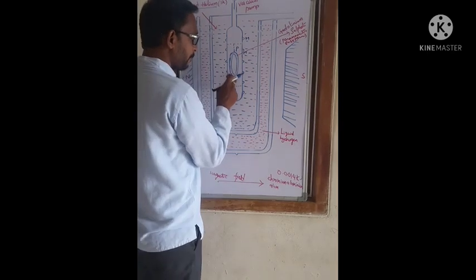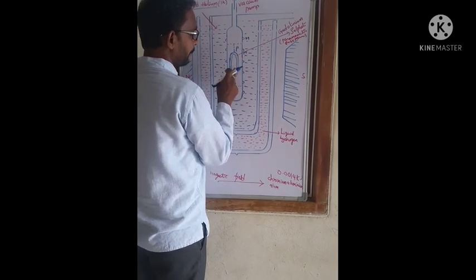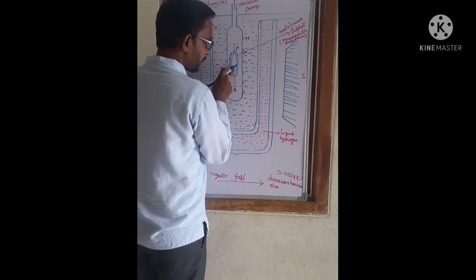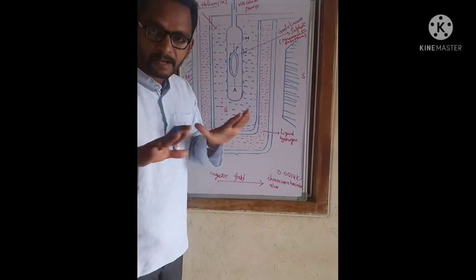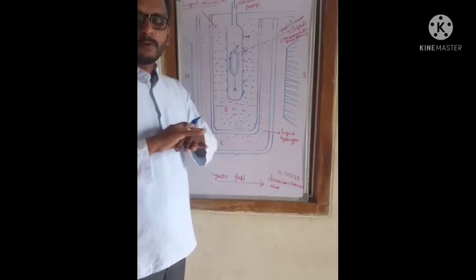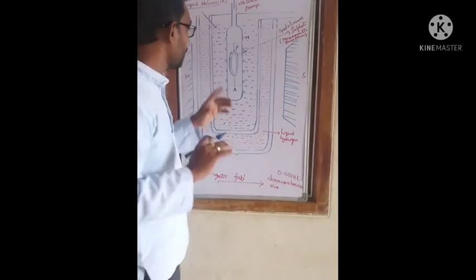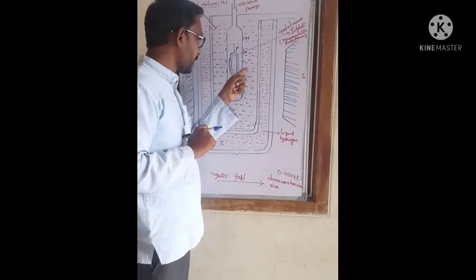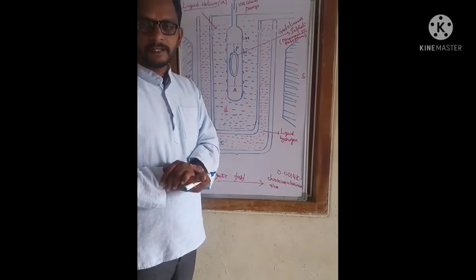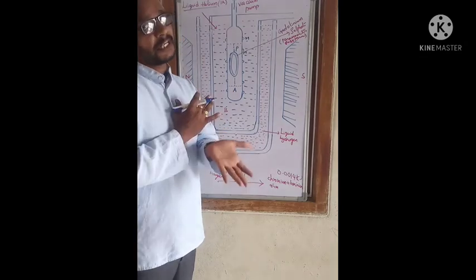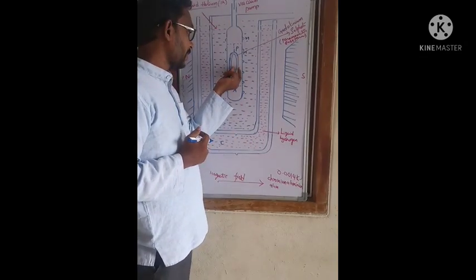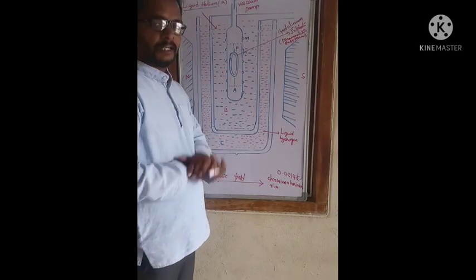There is a vacuum between the paramagnetic substance and the liquid helium. That means there is no thermal contact between the paramagnetic substance and the liquid helium. So as a result, there is no energy transfer between the paramagnetic substance and the liquid helium.